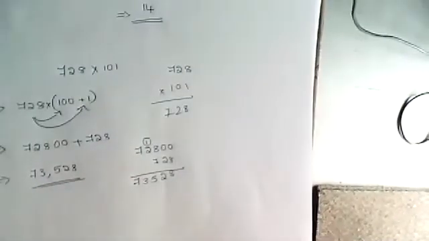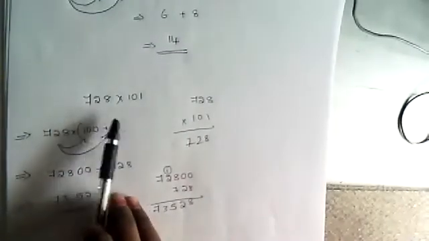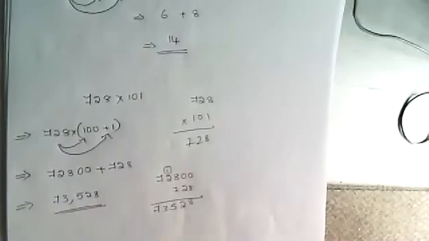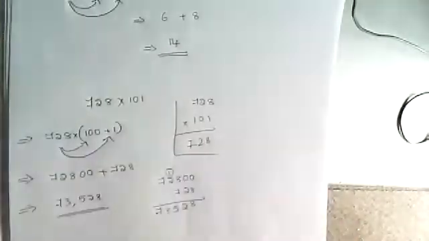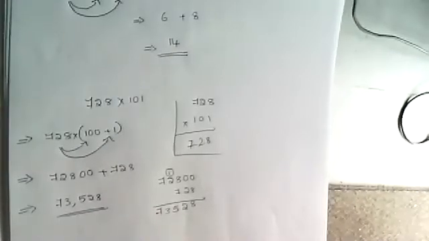Using the distributive property, we can simplify very easily. For example, I have the number 728 into 101. We can multiply this using traditional multiplication, it's not a problem. But in this lesson, we are learning an easier way to multiply, so we use the distributive property.